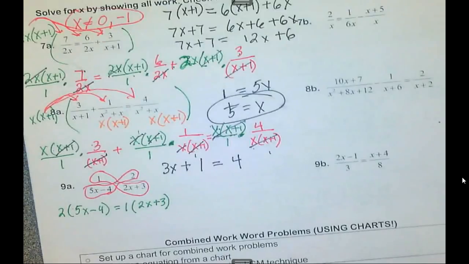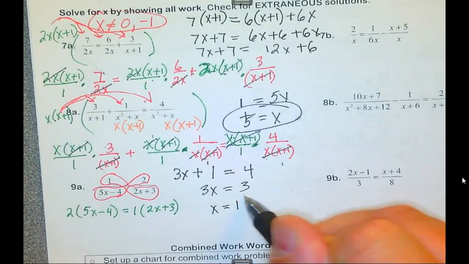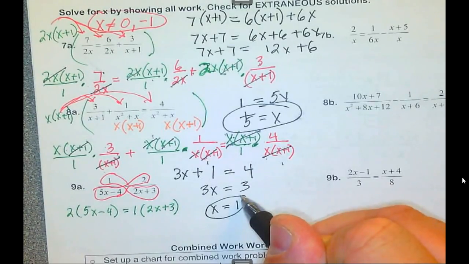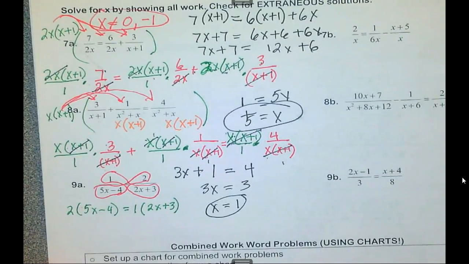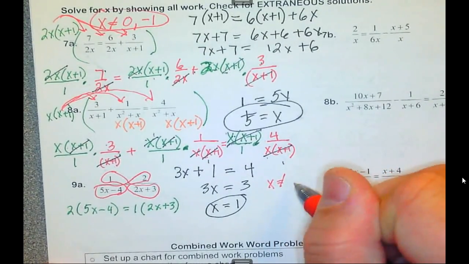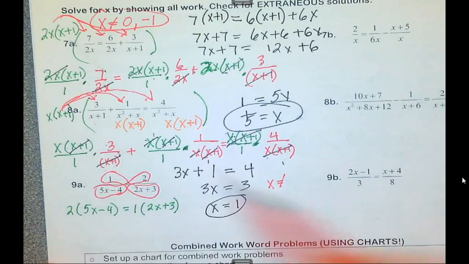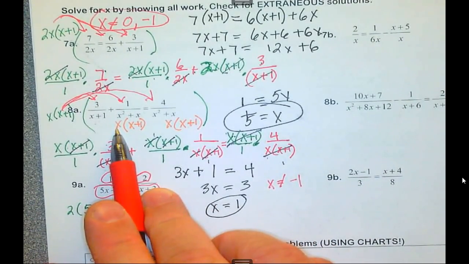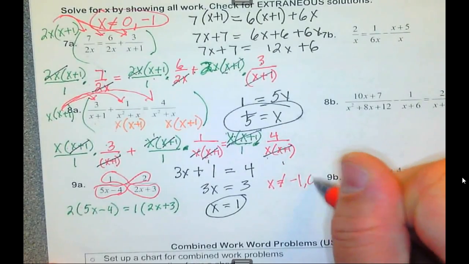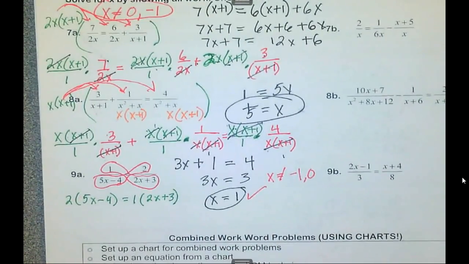What's x? Okay, what's my extraneous solutions here? What can x not equal? Well, go back up here. Can't equal -1 here, because that would give me a 0. Can't equal 0 here, because that would give me a 0. Same with that. So am I good with my solution? Yeah. Can't be -1 or 0.